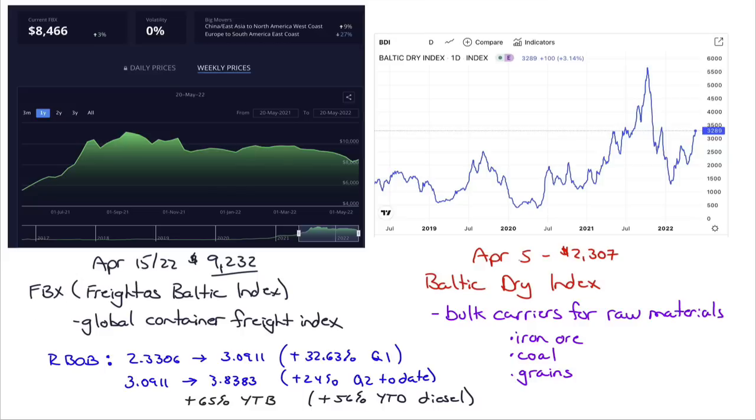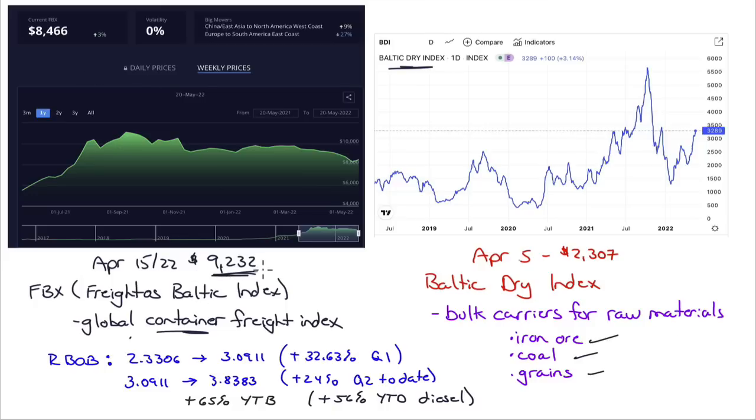I introduced you to these two indexes. This is the Baltic Dry Index. This is the Freightos Baltic Index for global container freight. The Baltic Dry Index is for bulk carriers for raw materials, iron ore, coal, grains. So let's look at what happened here.